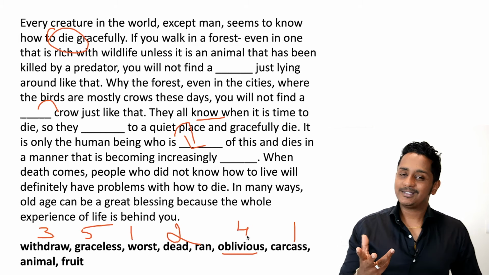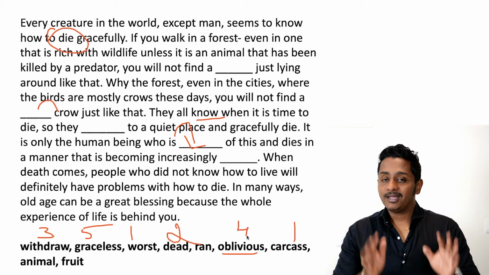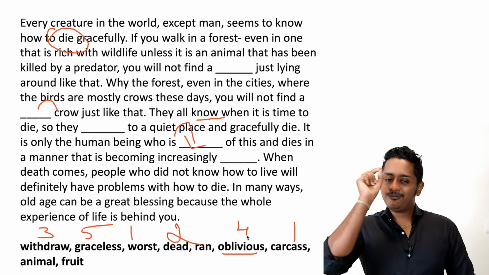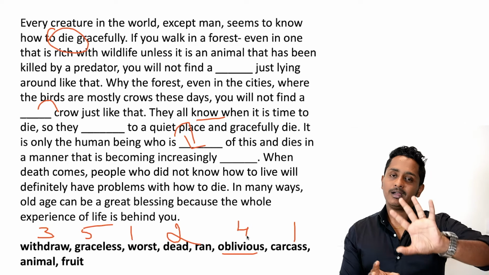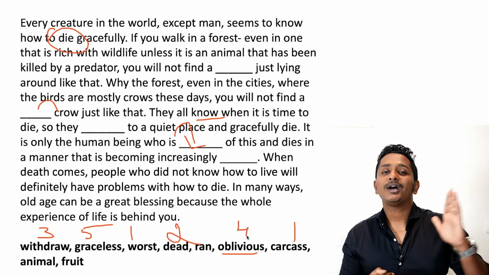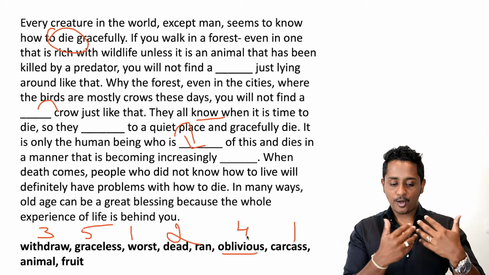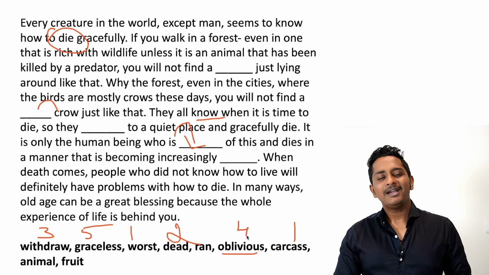Oblivion, oblivious, vocabulary. People who know the vocabulary would easily do it. People who don't know the vocabulary, follow this. Try to fill it on your own by looking at the context. Crows, all the birds, all the living beings except humans know how to die. It is we humans who are not aware of this and die in a manner that is becoming very graceless these days. Guys, hope you are getting it.